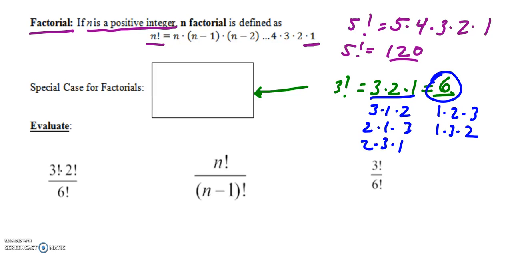The reason I bring that up is because there's a special case for factorials, and that is 0 factorial. What I want you to think about is that when you have a factorial, you're multiplying every number below it until you end at 1. Well, 0 is already below 1, so how many ways can I organize 0? Like 3 factorial, I could organize it 6 different ways. How many ways can I organize 0 factorial? Well, only one way. So that is why 0 factorial equals 1.